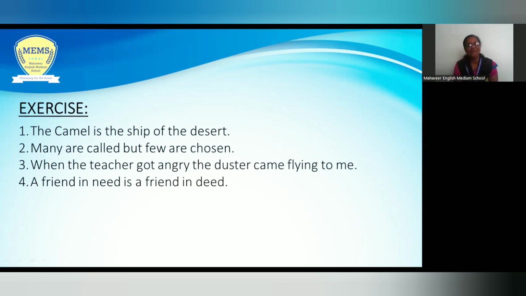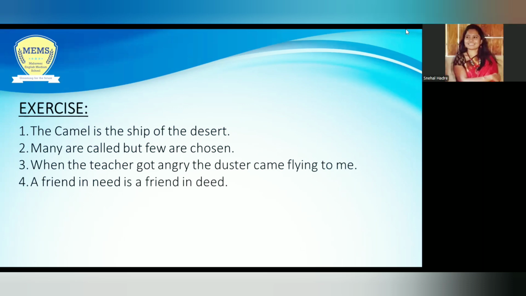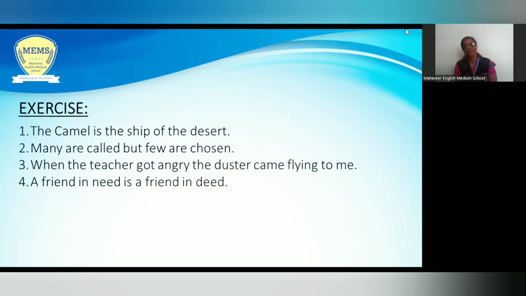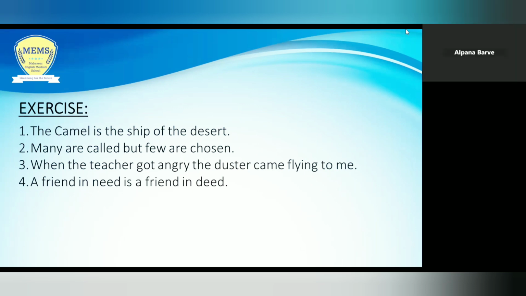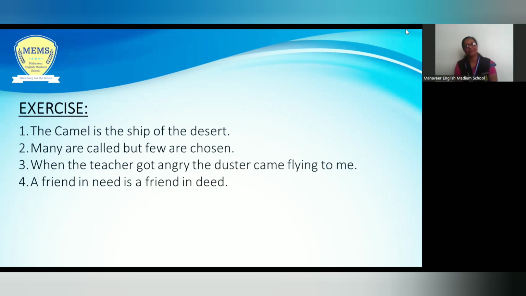When the teacher got angry, the duster came flying to me. So duster is given the human quality, not human quality, but the living quality of flying. What figure of speech will it be? Ma'am, personification. Yes. Can you spell personification, Alpana? Personification. Very good.